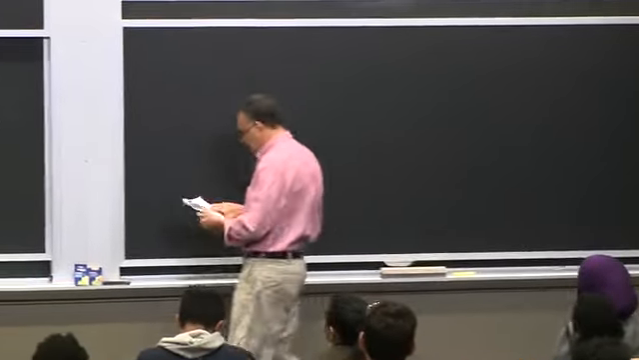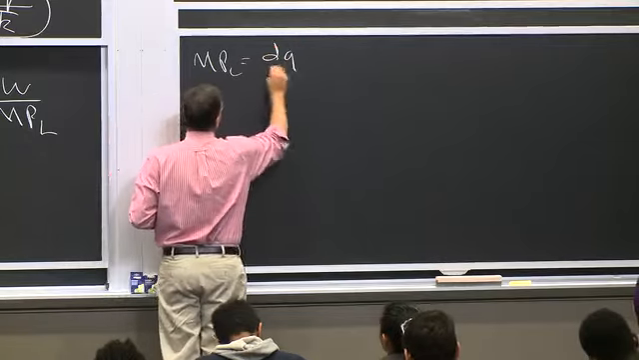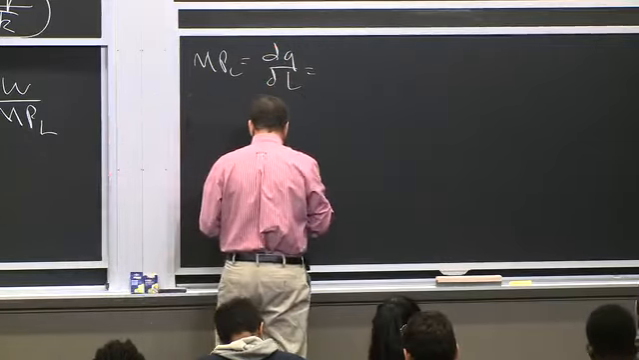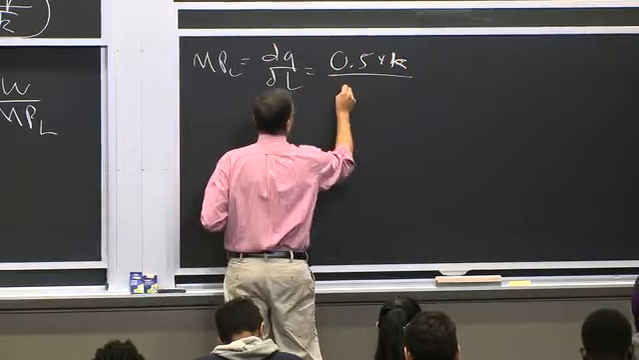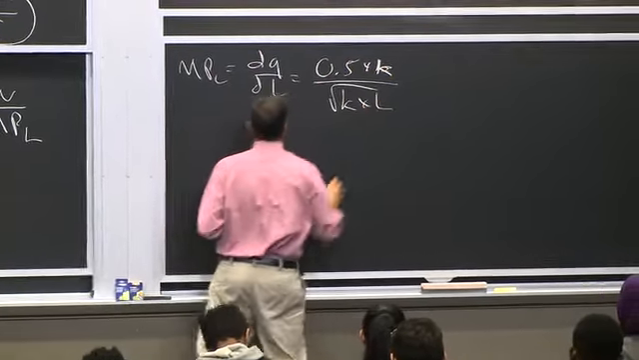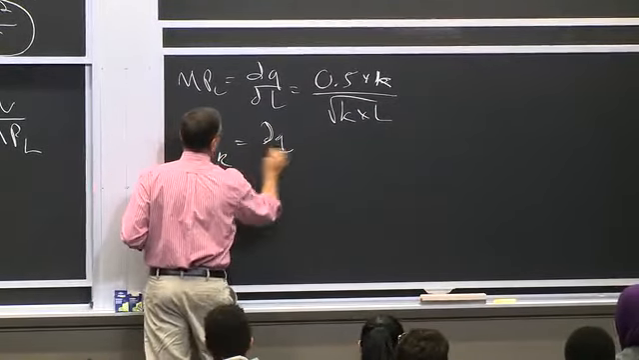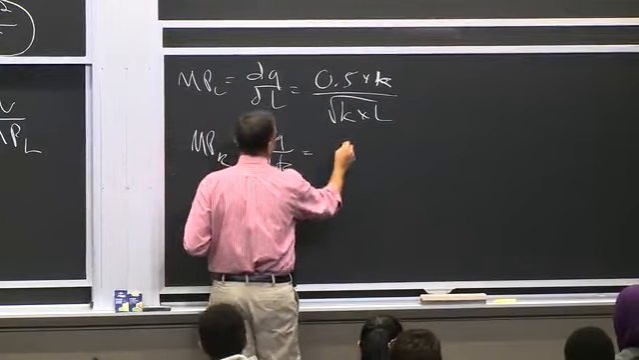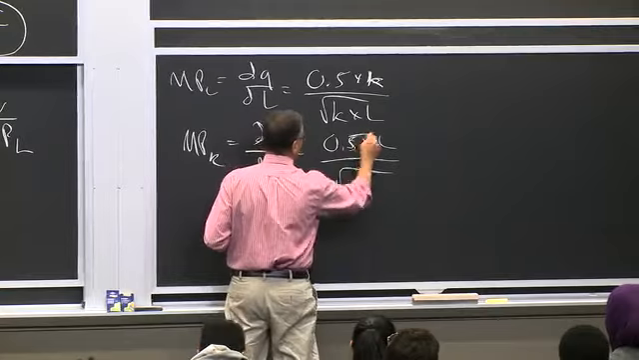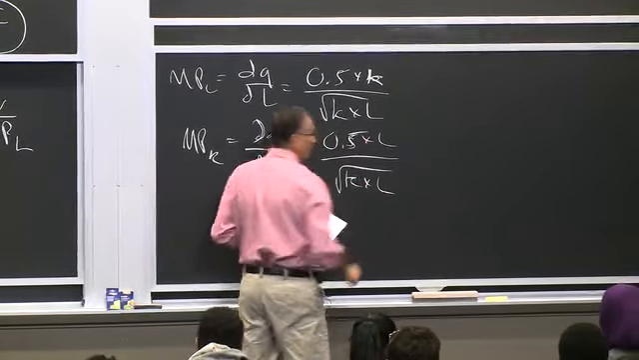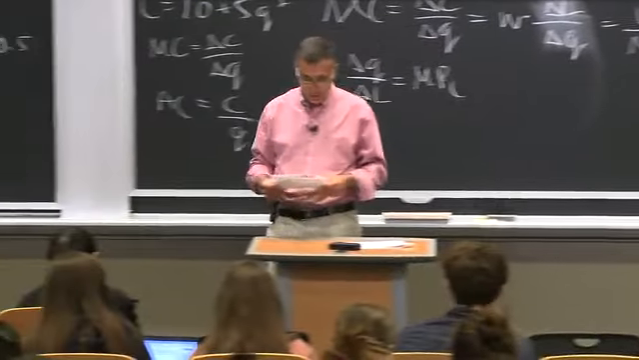Okay, if we solve for this, we know that the marginal product of labor, which is dQ/dL, is 0.5 times K over the square root of K times L. And the marginal product of capital, which is dQ/dK, equals 0.5 times L over the square root of K times L. All I did was take the derivative of the production function.